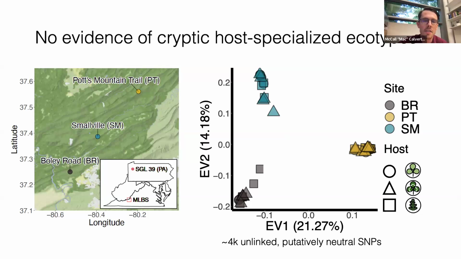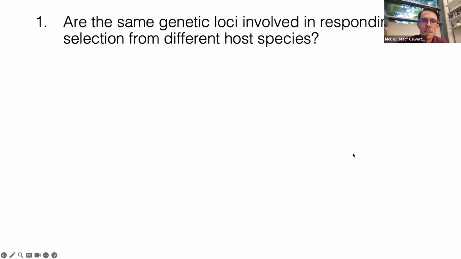And so before jumping into the main questions and results, I just wanted to show the results of a PCA analysis that we ran on a set of unlinked putatively neutral SNPs that reveals no evidence for the existence of cryptically specialized host-associated ecotypes like we see in other generalist species. So here, each point is an individual nematode, colors indicate the different sites, and shapes indicate different hosts. And you can see very strong clustering by geography with these distinct clusters by color, but no real clustering by host.